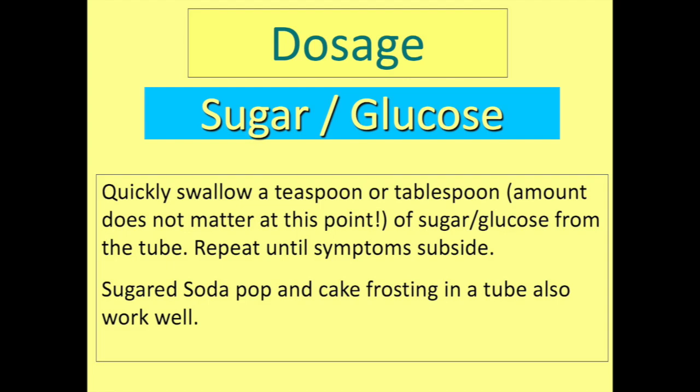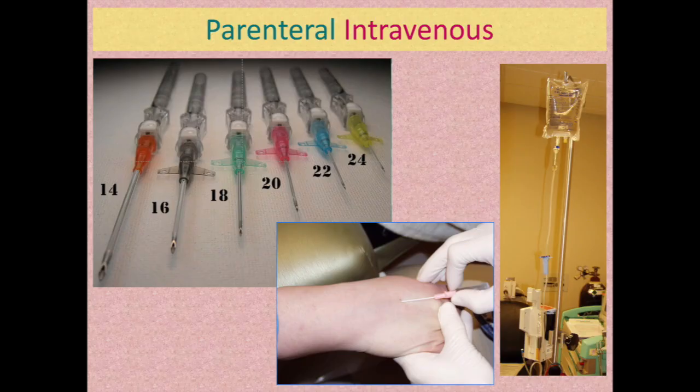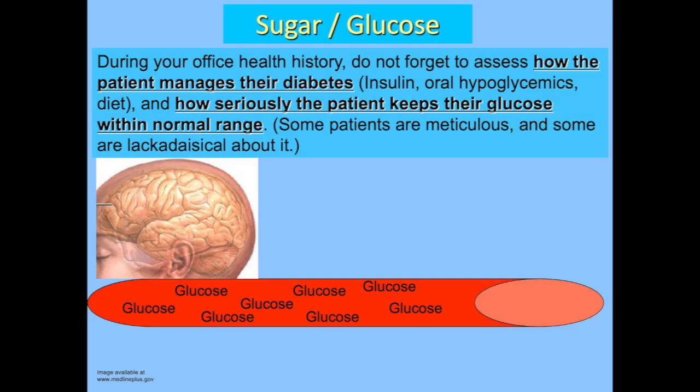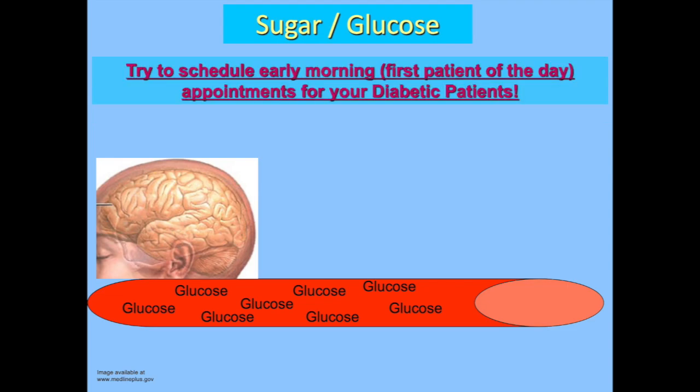So the sugar glucose can be given either through the GI tract, you can be giving it IV, and intraosseous. So you're going to want to have these people have their appointment as early as possible. Be aware if they're hypertensive patients on beta blockers and people with liver disease. And try to schedule them the first appointment of the day so they can get back to their eating and drinking regimens to keep their blood sugar in check.